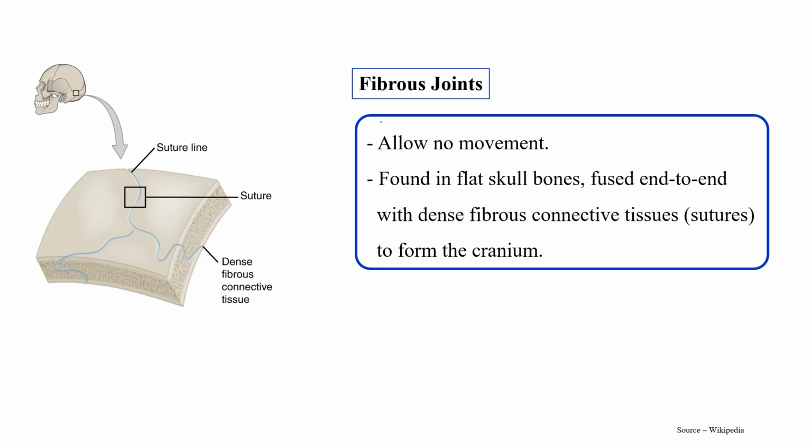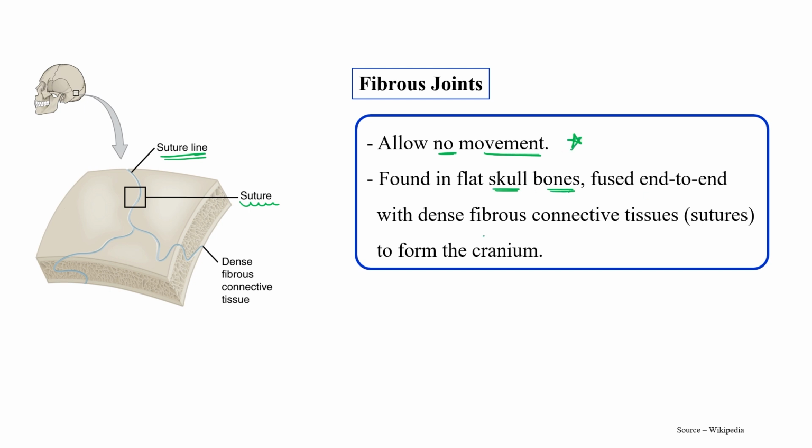First one is fibrous joint, which is present in our skull region. So there is no movement between the skull bones. When there is just a suture-line-like structure, this is known as a fibrous joint, and this joint is known as suture. So this fibrous joint allows no movement, and these are found in our skull bones.